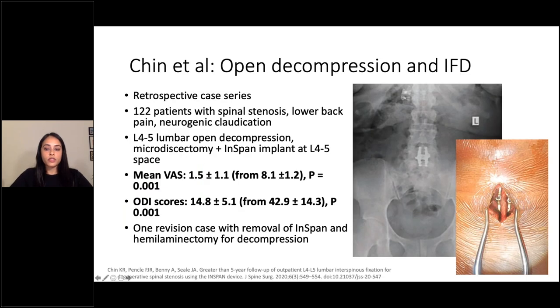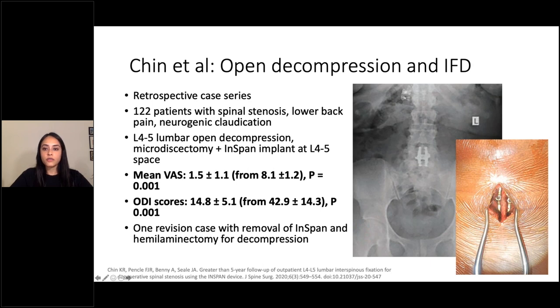This is a retrospective single surgeon case series of 122 patients who underwent open lumbar decompression and interspinous fixation using the InSpan device at the L4-5 level. At two-year follow-up, mean VAS and ODI scores improved, both with statistical significance. Of these 122 patients, one required removal of the InSpan device and a hemilaminectomy for further decompression. There were no spinal fractures, implant failures, or implant dislocations over the five-year period. Next slide, please.